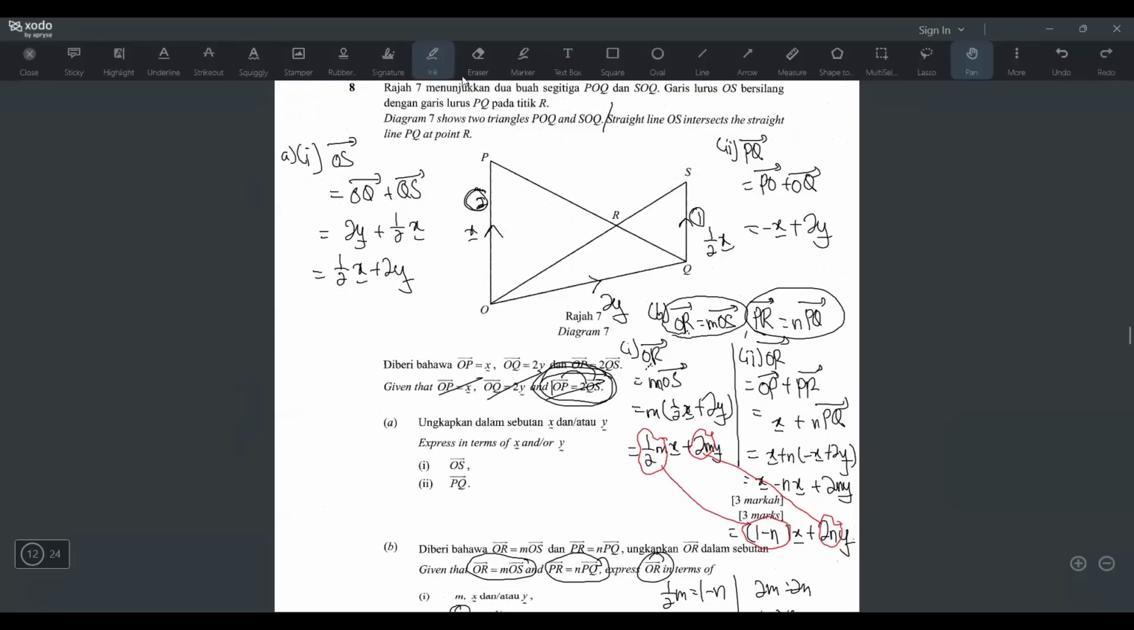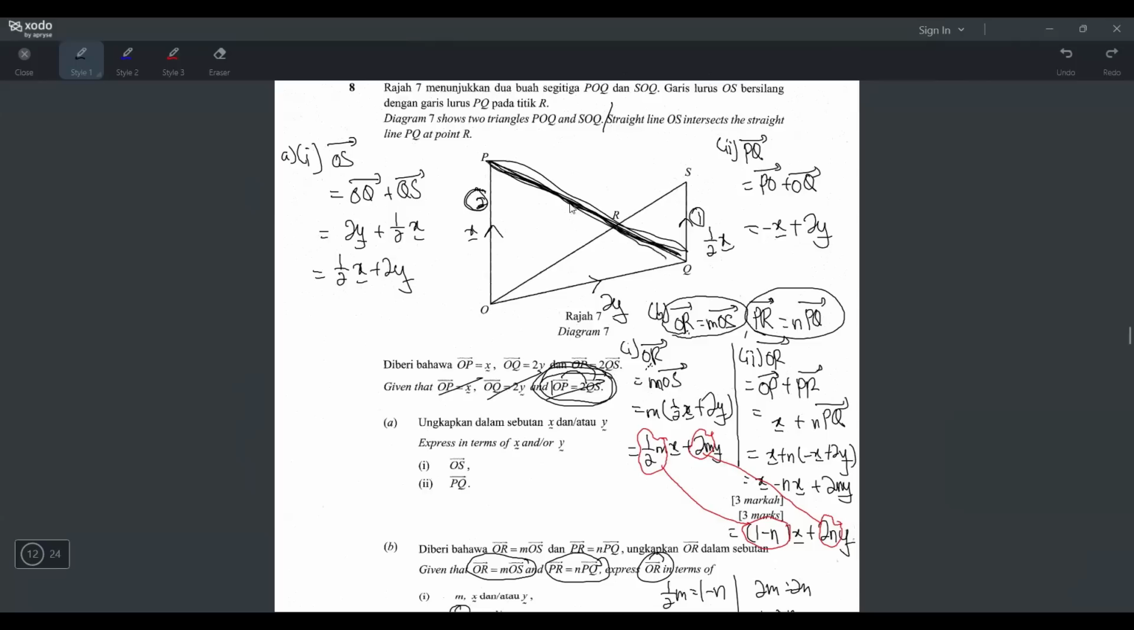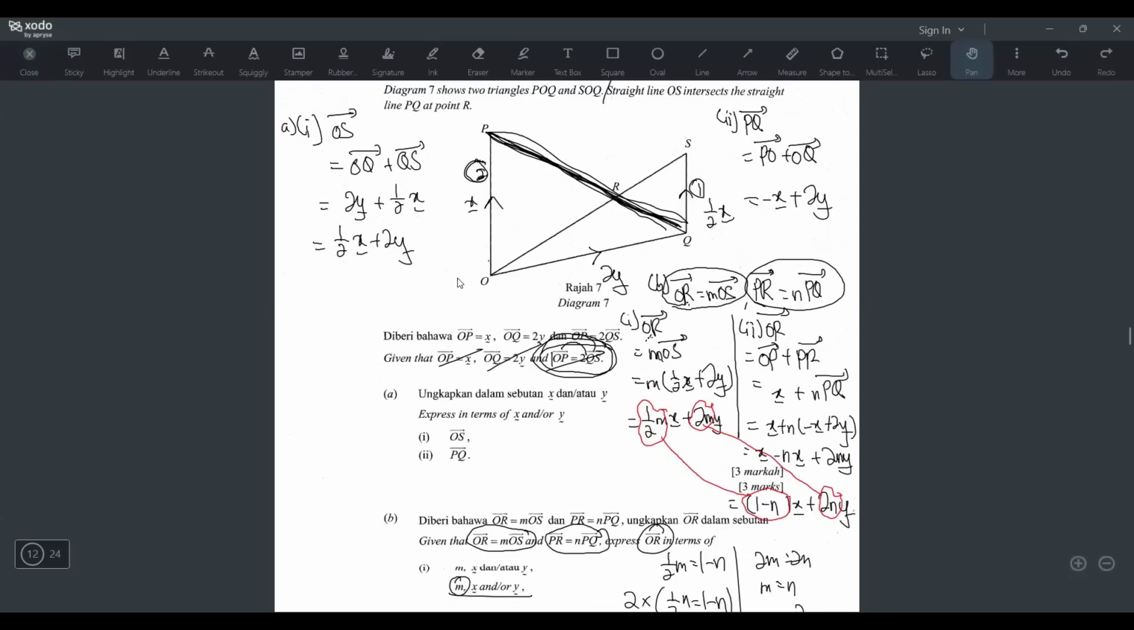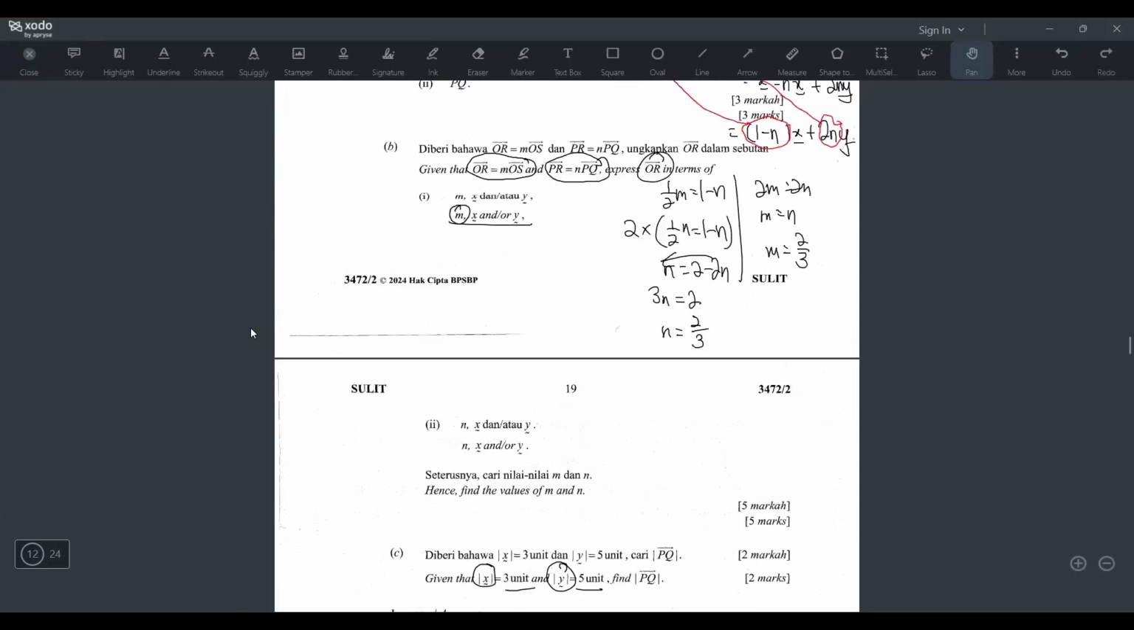Okay, PQ is this one, right? And they are not asking you to find the vector. They are asking you to find the magnitude, right? So how can we find the magnitude of PQ? Okay, is this 90 degree? Did they mention that this is 90 degree, this angle right here? Because if this is 90 degree, then I can use Pythagoras theorem. But they never mentioned it, right?